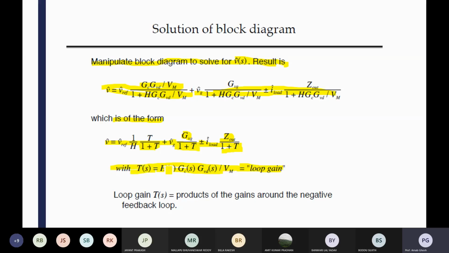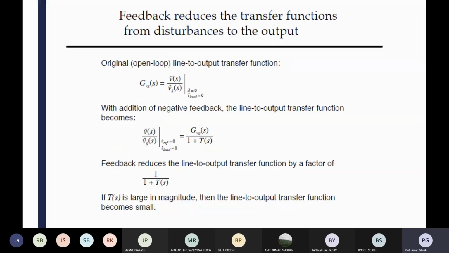If anybody asks what your loop gain is, you can derive it from this expression. Your loop gain T of S equals the product of the gains around the negative feedback loop. So your negative feedback loop is there. Then feedback reduces the transfer function from the disturbances to the output. Previously I discussed that value in slides three or four back.